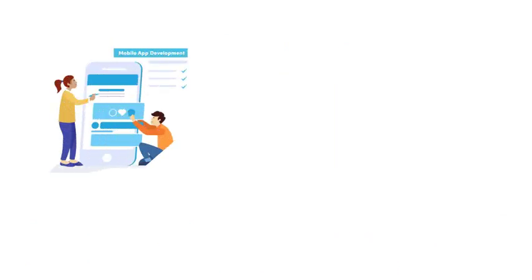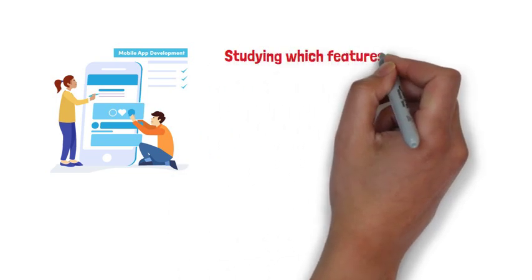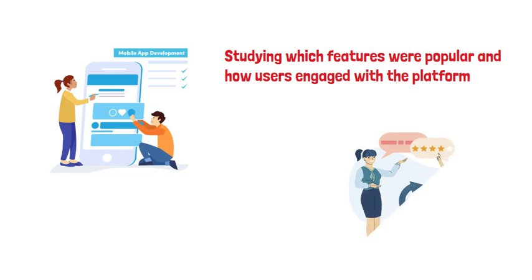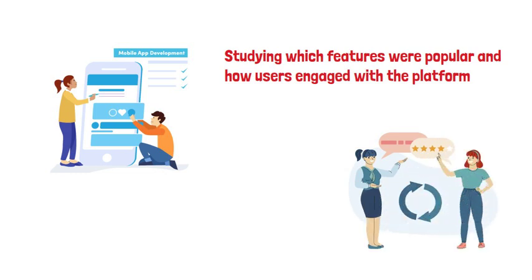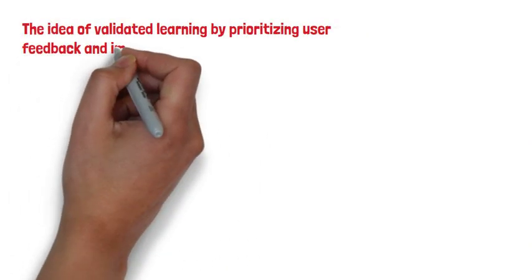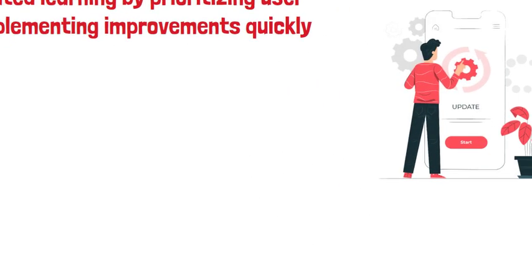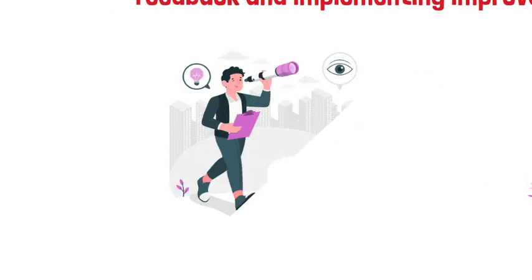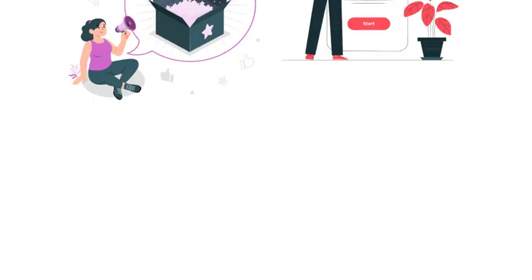The founders closely monitored user interactions with the app, studying which features were popular and how users engaged with the platform. This constant feedback loop allowed them to learn from real-world data and make data-driven decisions about future iterations. The app embraced the idea of validated learning by prioritizing user feedback and implementing improvements quickly. They released frequent updates, addressing bugs and introducing new features based on what users wanted. This iterative approach ensured that the app remained relevant and appealing to its growing user base.